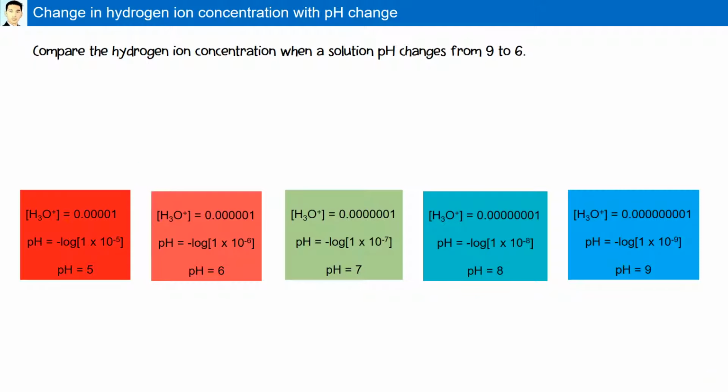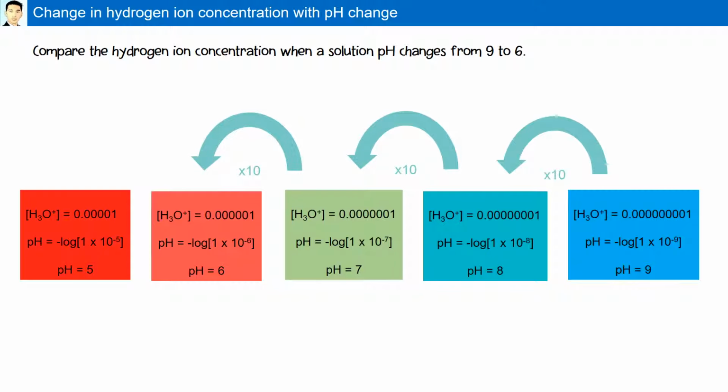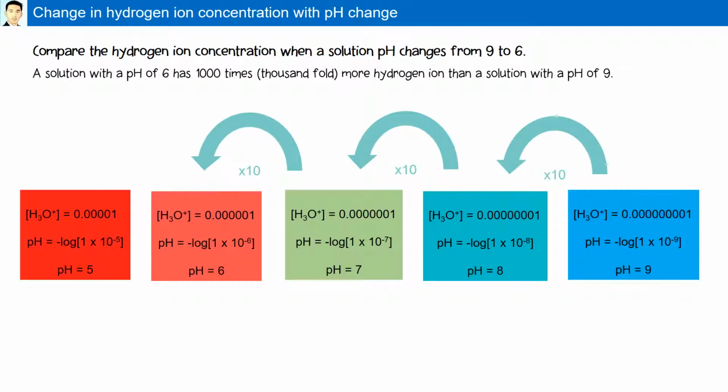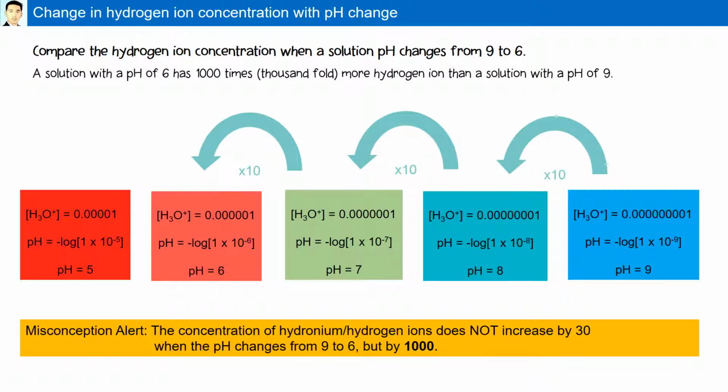If you were to compare the hydrogen ion concentration when a pH changes from 9 to 6. So now we're going from 9 to 8, 8 to 7, 7 to 6. We increase in hydrogen ion concentration by 1,000. A solution with a pH of 6 has 1,000 times, 1,000-fold more hydrogen ions than a solution with a pH of 9. Another misconception alert is it does not increase by a factor of 30, but by a factor of 1,000 when it goes from 9 to 8 to 7 to 6, from 9 to 6.